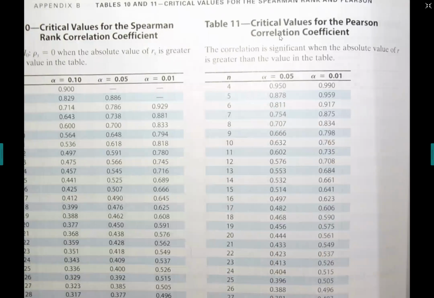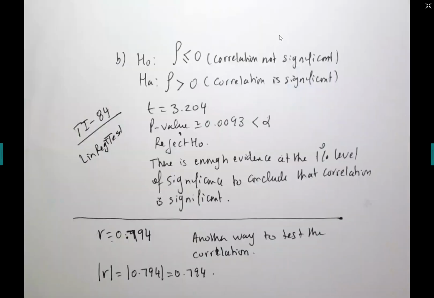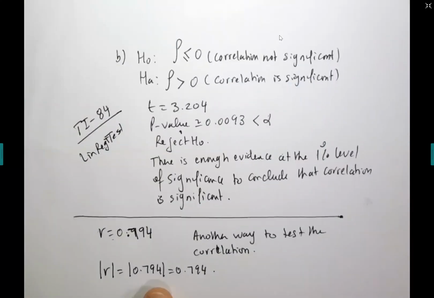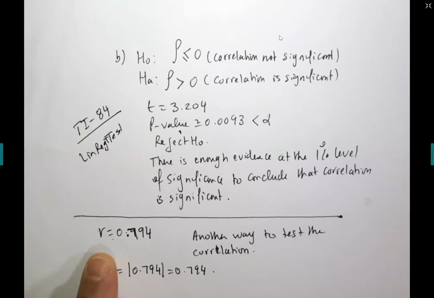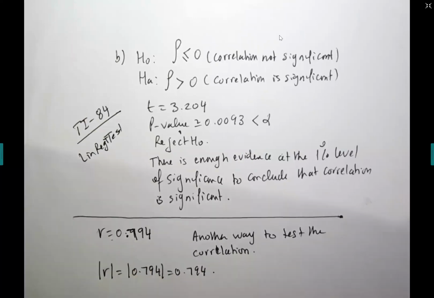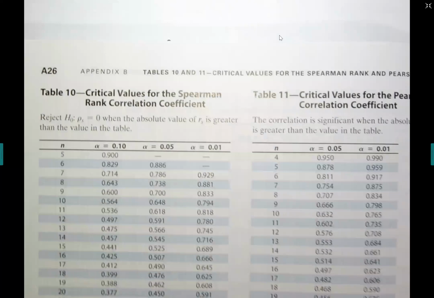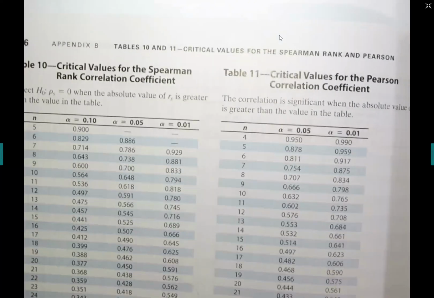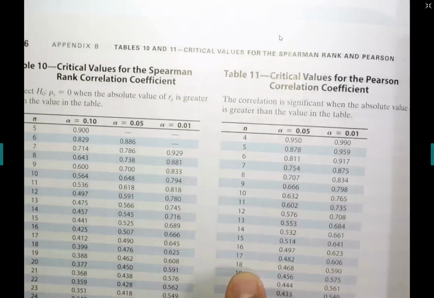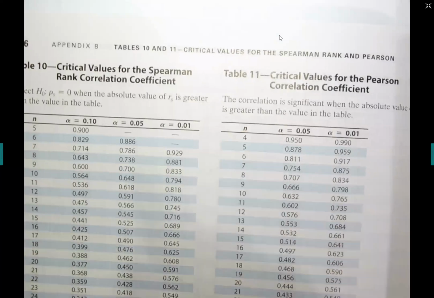So if your R was negative, you must make it positive before you use the table. Let's suppose, for example, R was negative 0.855. You make it 0.855 and you compare it with the critical value in the table. And to use the table again, N is how many in the sample. You just count how many are in there, and alpha.